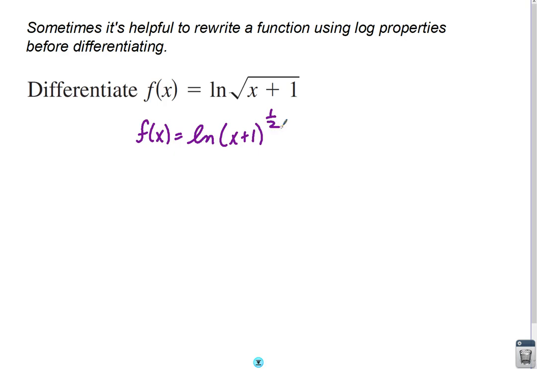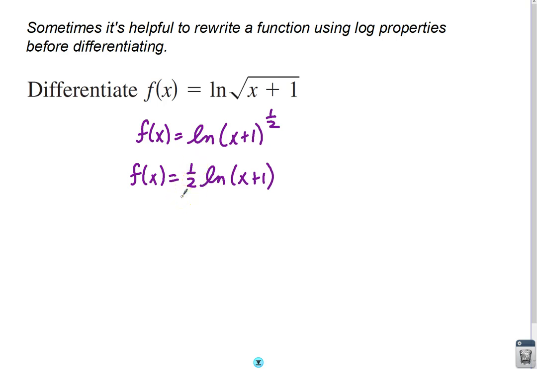Okay, and you're thinking, great, that's wonderful. Well, using log properties, I could make this f of x is equal to 1/2 times the natural log of x plus 1. Now I could take the derivative of this very simply. Before, if I want to take the derivative, I have basically a chain within a chain because I have this outside piece and this outside piece that I'd have to account for. Now I can bring that 1/2 out front and this becomes a constant multiple.